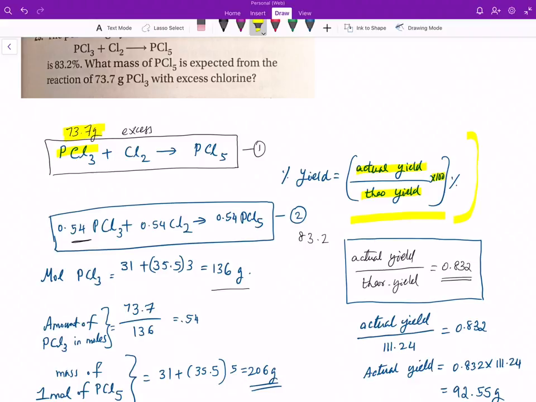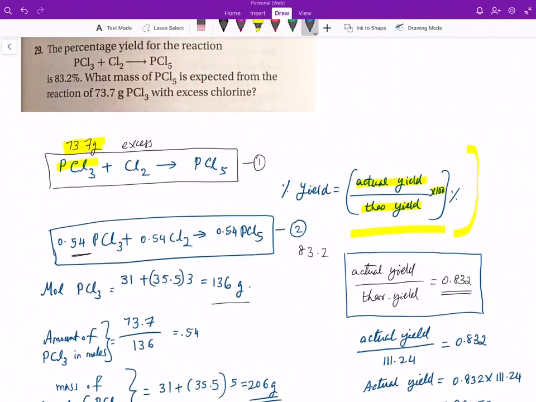So first step is to calculate the mass of PCl3, mass of 1 mole of PCl3. Okay, mass of 1 mole of PCl3. That is the first step. The mass of P is 31. Meaning, sorry, yes, that's correct. The mass of phosphorus atom is 31 AMU.